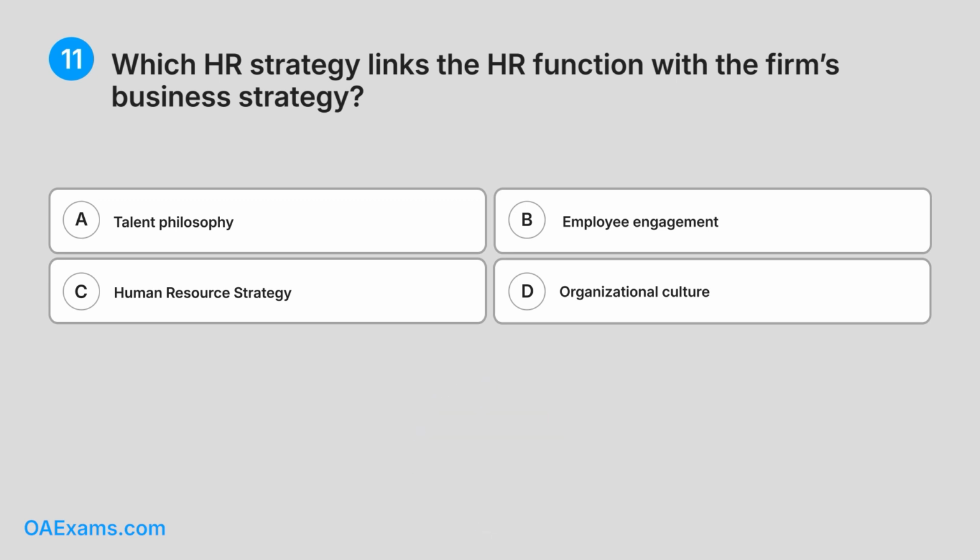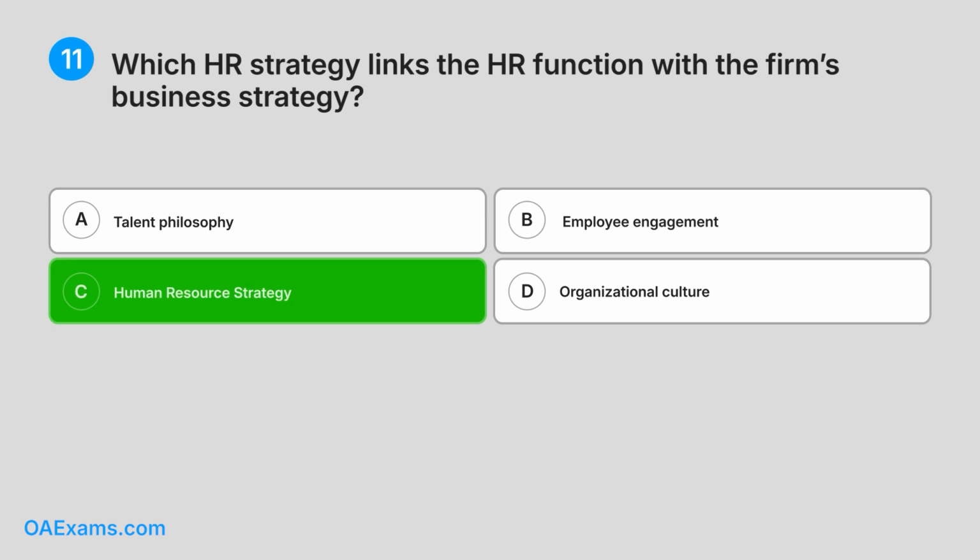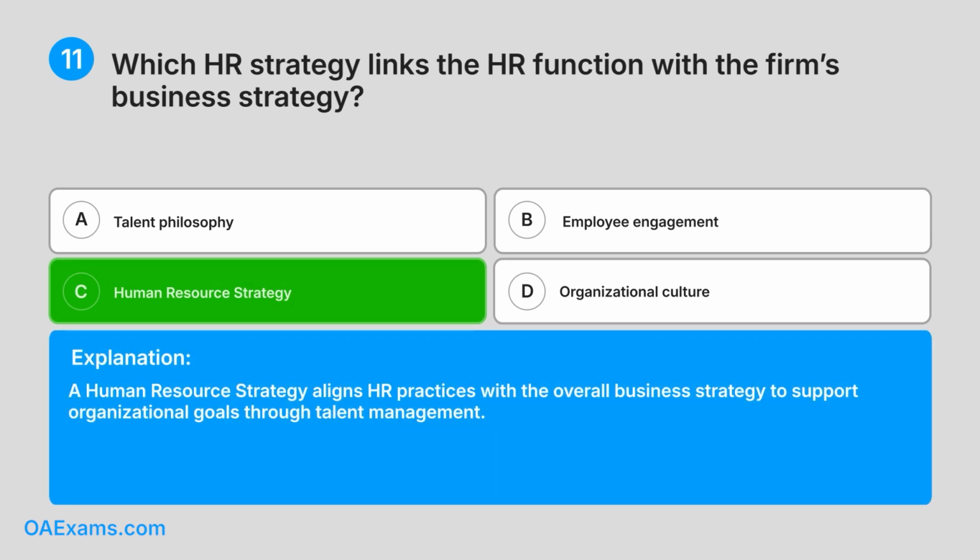Correct answer. C. Human resource strategy. Explanation. A human resource strategy aligns HR practices with the overall business strategy to support organizational goals through talent management.